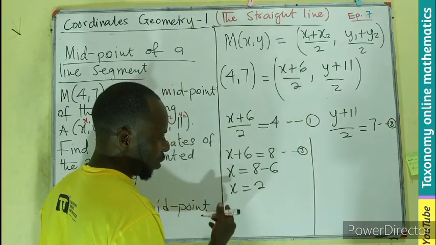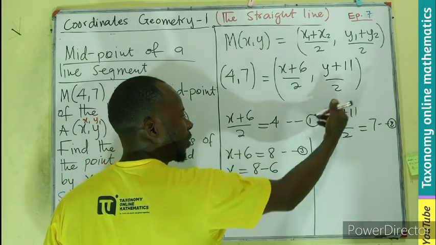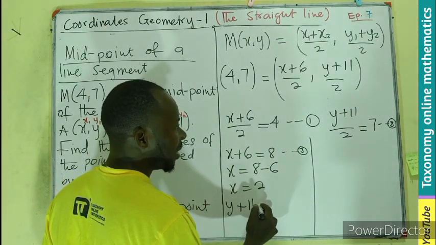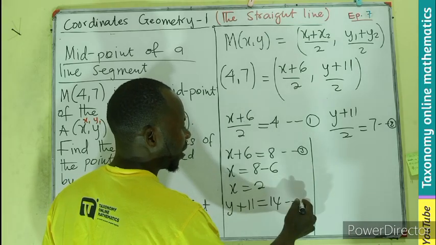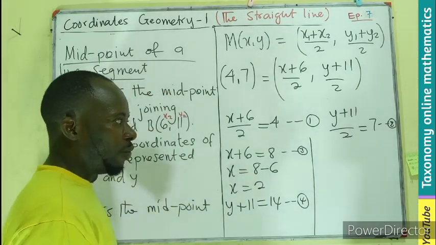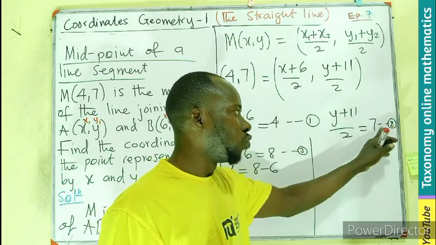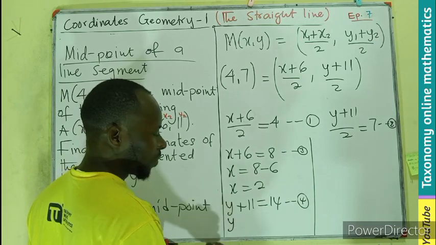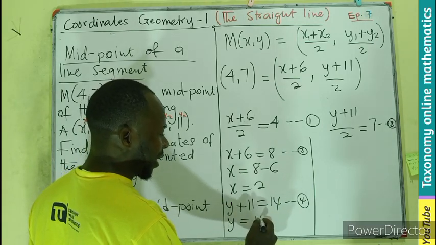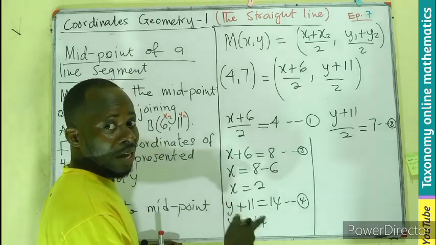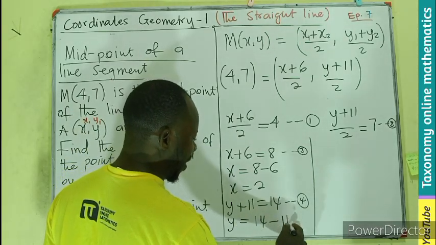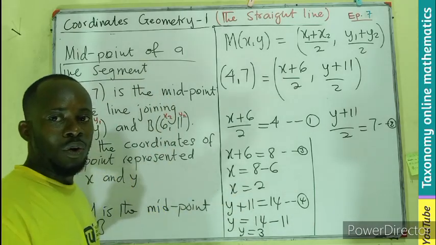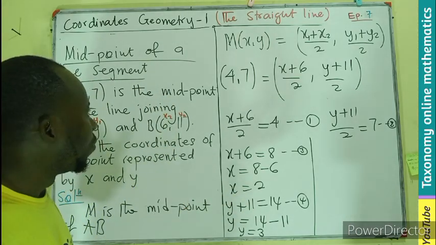Similarly, we can also pick from here, multiplying by 2 will give you y plus 11 equals 14, as equation 4. If you multiply both sides by 2, the 2 will cancel from here. I'll maintain the y, maintain the 14, then subtract 11 from both sides. So minus 11, that makes y equal to 3. So y will be 3, whilst x will be 2.